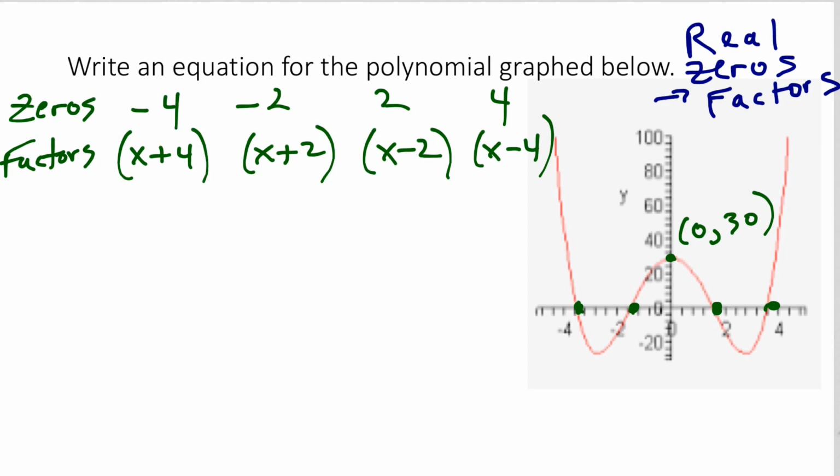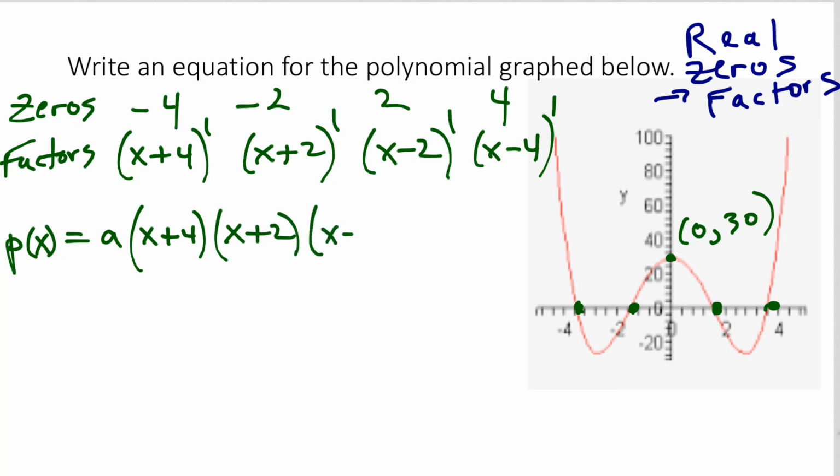All right, so this is a cross, so this is a multiplicity of 1, cross, multiplicity of 1, cross, multiplicity of 1, cross, multiplicity of 1. So all these factors have a power of 1, all linear factors. So that means my polynomial function, p of x, is equal to some unknown factor a in front, which will give me that 30, x plus 4, x plus 2, x minus 2, x minus 4.